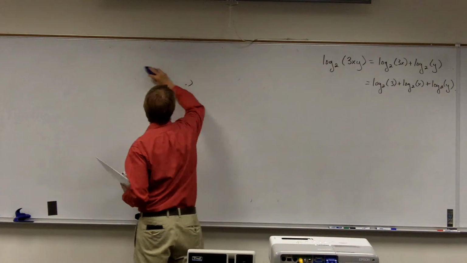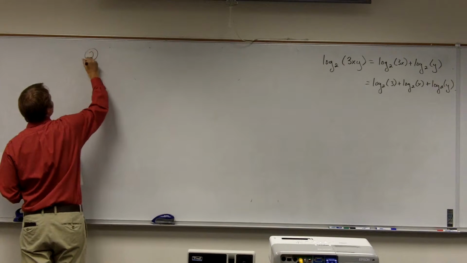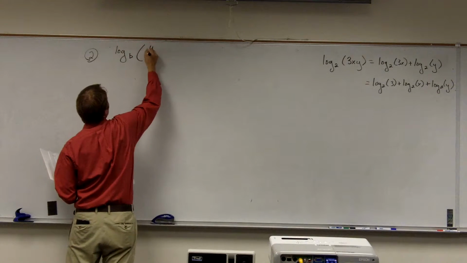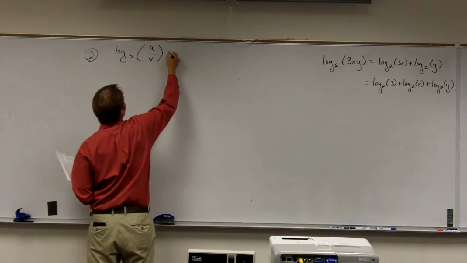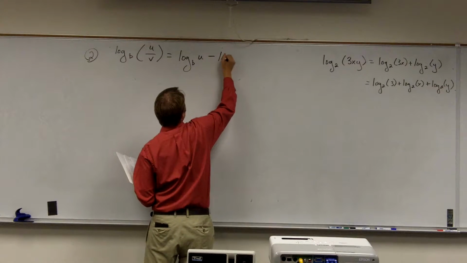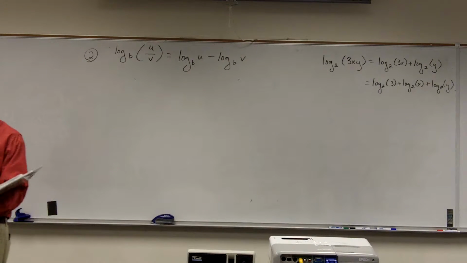The second property is kind of the opposite of this. So property number 2, if you take log base b of u divided by v, this will really be log base b of the first thing minus log base b of the second thing, and vice versa, right? You can go the opposite direction there as well.